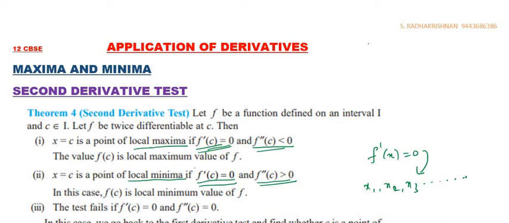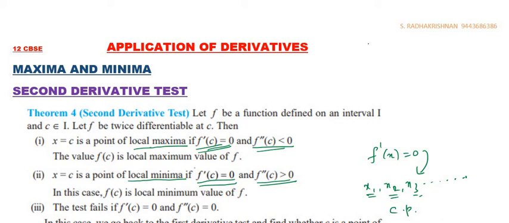Understood? Therefore, all these points we call the critical points. Now we have to find the value of f double dash at these points x1, x2, x3. If that value is less than 0, negative, then that particular point is a local maxima. That's what this first statement implies.